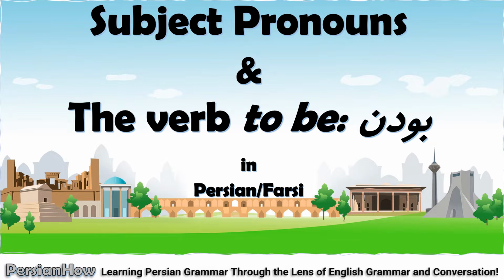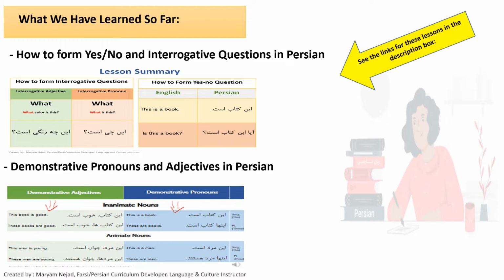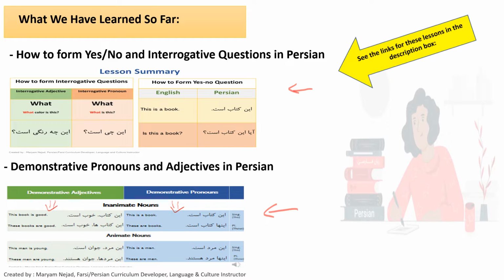In this lesson, we are going to learn about subject pronouns and the verb to be in Persian. In the previous lessons, we have learned about the demonstrative pronouns and adjectives, and we learned how to form basic sentences. And then in the lesson after that, we learned how to form yes or no questions and also how to form interrogative questions by using the interrogative what.